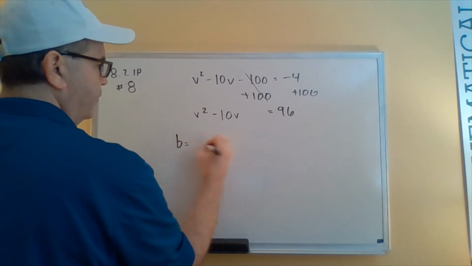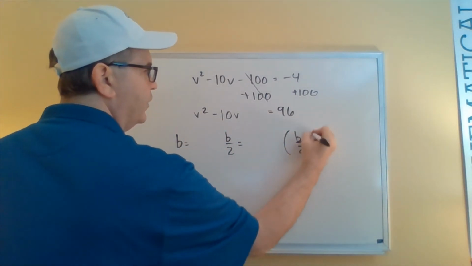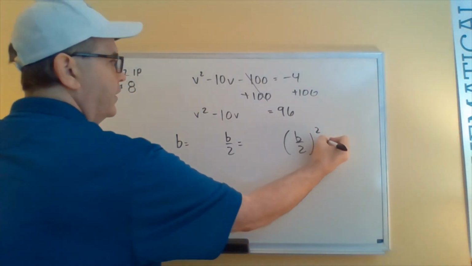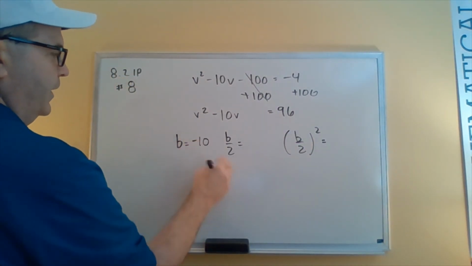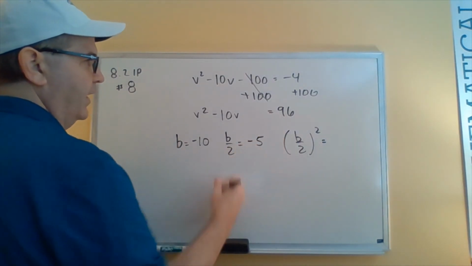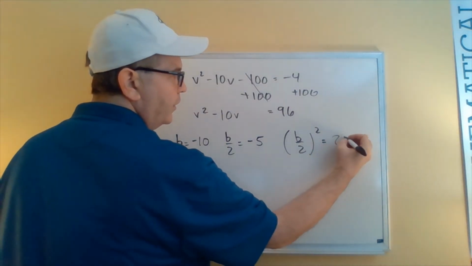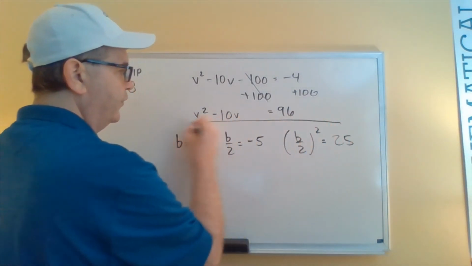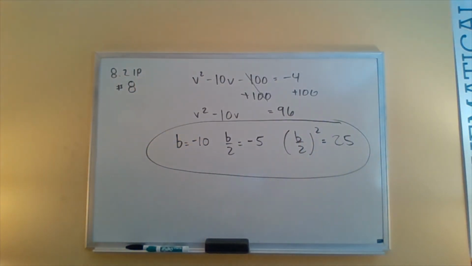So I can identify b over 2, and b over 2 squared. B is my coefficient of my middle term, so that's negative 10. B over 2, that's going to be negative 10 divided by 2, that'll be negative 5. B over 2 squared, that's going to be negative 5 squared, or 25. So my answer to number 8 is b equals negative 10, b over 2 equals negative 5, and b over 2 squared equals 25.